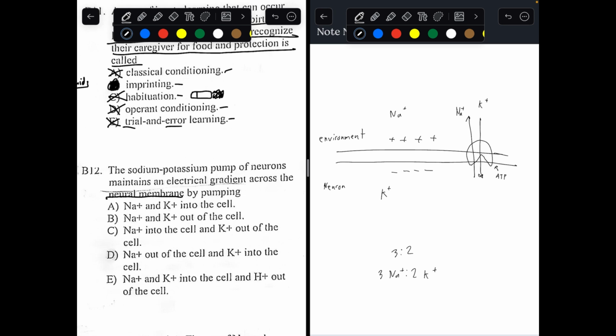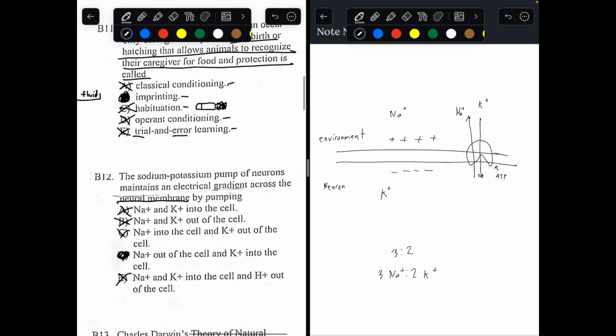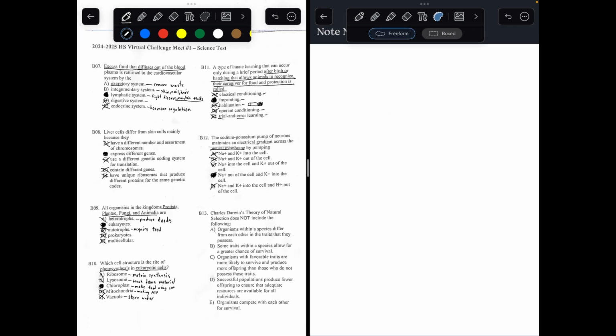So as you can see, if you're pumping 3 positive ions out and 2 positive ions in, you're overall pumping 1 positive ion out. Because of the overall charge, you're pumping an extra positive ion out. That's why the outside of the neuron at rest is more positive than the inside. So the answer to this question: does it pump both into the cell? No. Does it pump both out of the cell? No. It pumps sodium out of the cell and potassium into the cell. So everything else is just wrong. The answer is going to be letter D. Number 13.